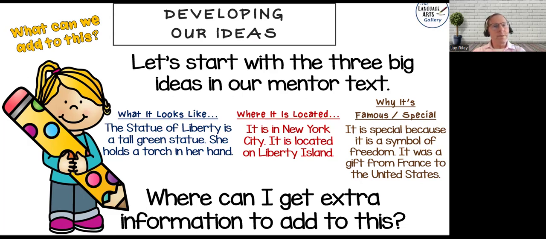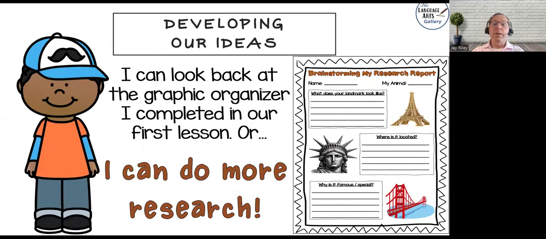Now, I want to add to these three ideas. So, what do I do? Where can I go and get this information? Well, let's remember that we organized our information in our first lesson. We brainstormed and we created these three sections related to our three big ideas. I want students to go back to this graphic organizer. Hopefully, they've got more than just the ideas that they've put in their paragraph. They can draw from this to enrich and to add to those ideas that are in their paragraph.